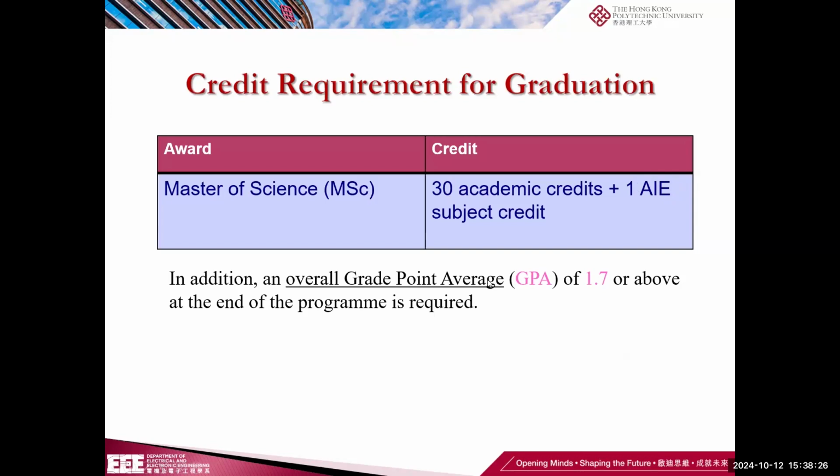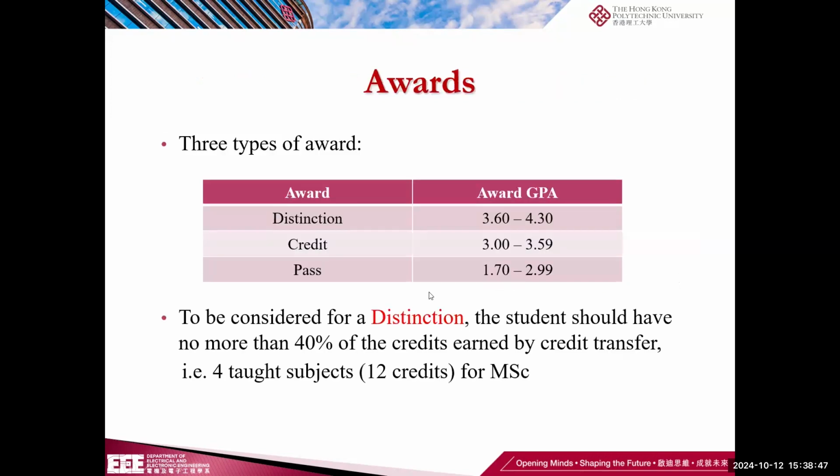Then you can see that if you want to graduate from PolyU with this MSc in EIE, MSc in MQ program, the overall grade point average is 1.7. So this is the minimum requirement. Then you can see we have three types of award. This is a distinction, that means if your GPA is in this range, then we will mention it in your degree. This is the credit range. And this is the pass. I already mentioned the minimum.